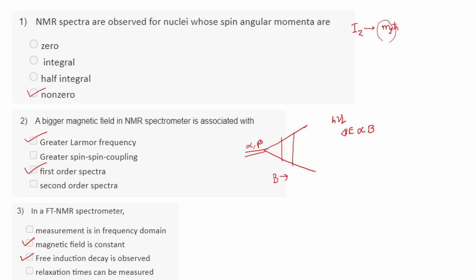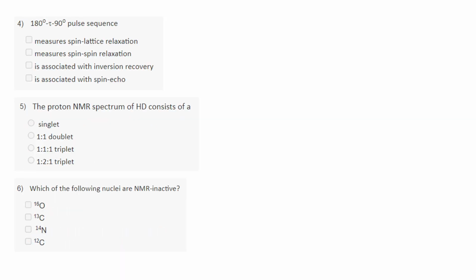Now what about the relaxation times? Yes, the relaxation time can be measured using an FTNMR spectrometer. The first option is not correct. Other than that, all three are correct. Now, what about the fourth question? This also should go to the week 12 assignments or lectures.